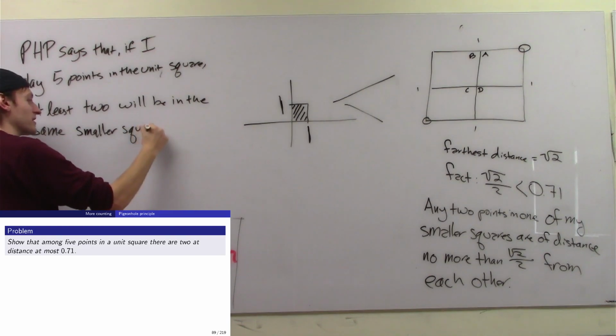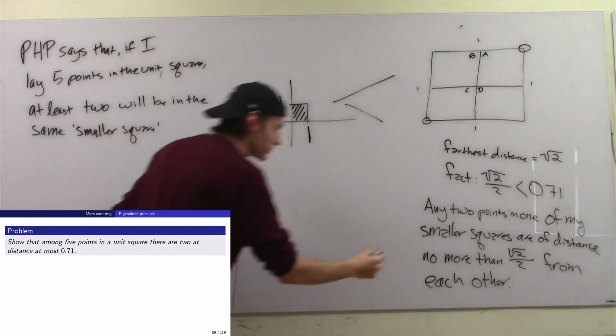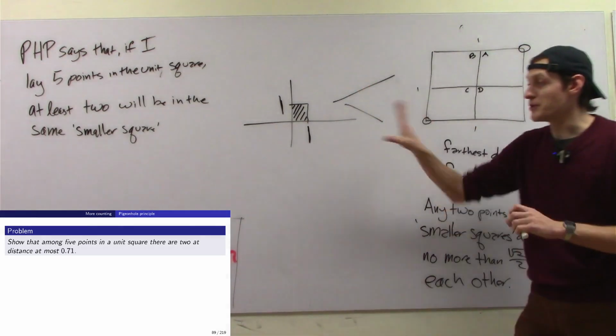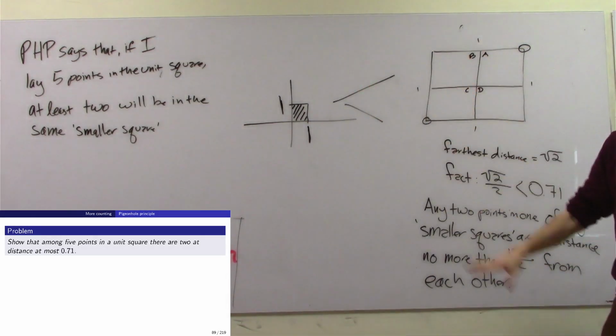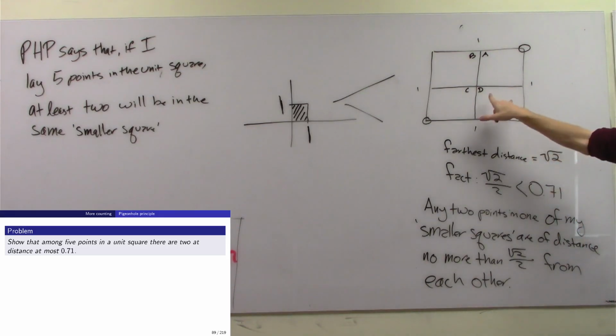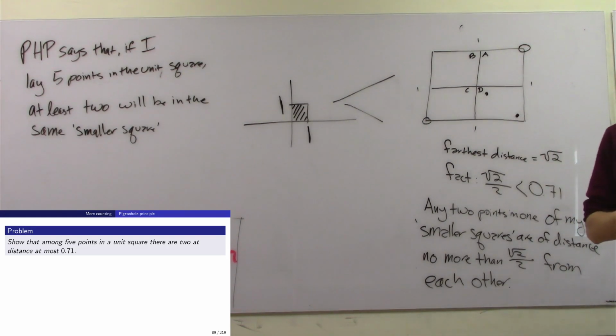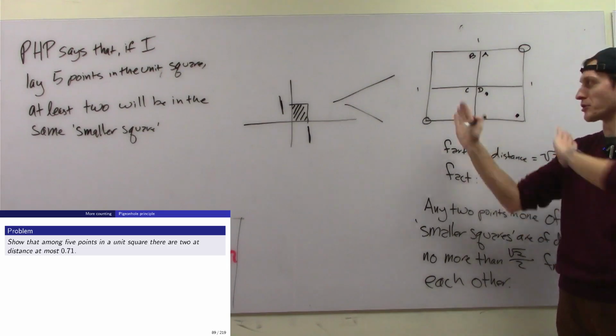This is really not a technical definition, but I'll put it in parentheses over here. And so what does that give us? I put down my 5 points somewhere in the unit square. I know that 2 of them are in the same sub-box. Maybe 2 of them are in box D. I don't know exactly which one it is, but I know they're going to be the same one.